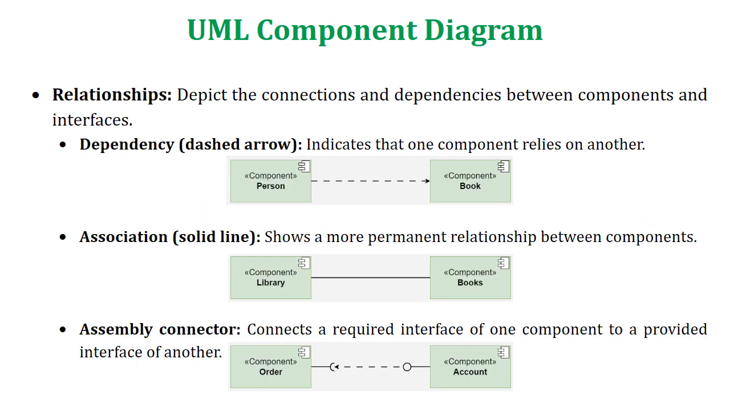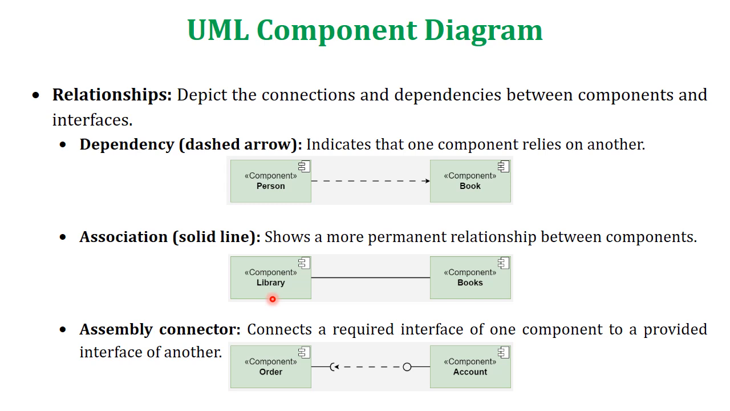And next is the relationship. It depicts the connection and the dependencies between the components and the interfaces. For example, a dependency relationship is a dashed arrow. It indicates that one component relies on another. For example, persons depend on the books. And next one is the association, which is a solid line. It shows a more permanent relationship between the components. So the library is associated with the books. Like that, we are making the relationship between the components.